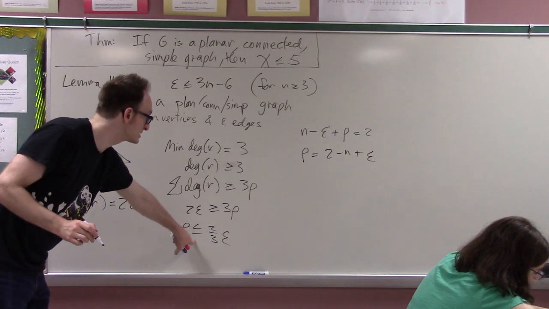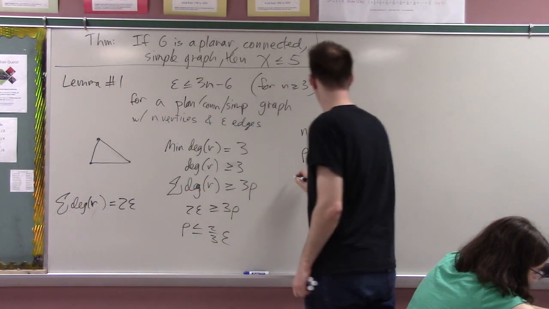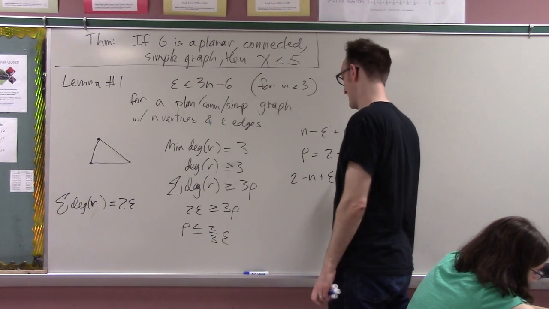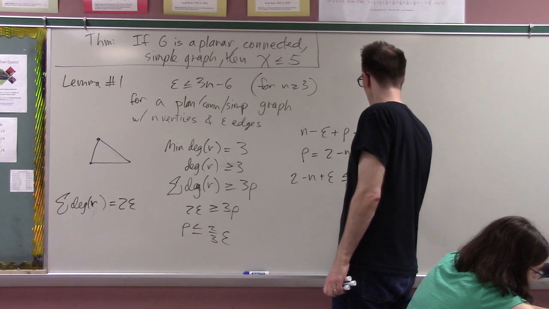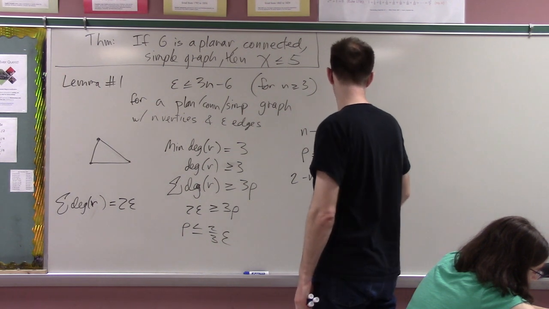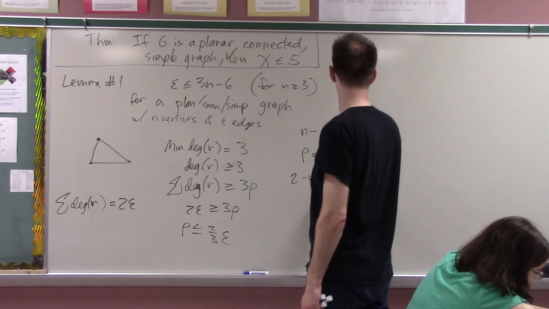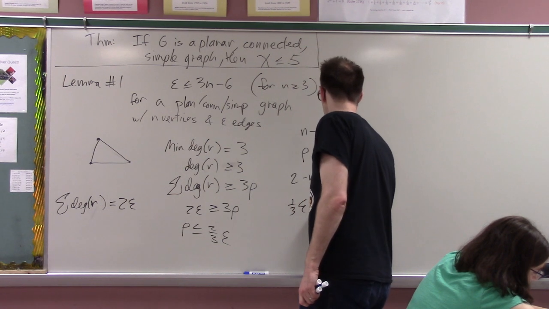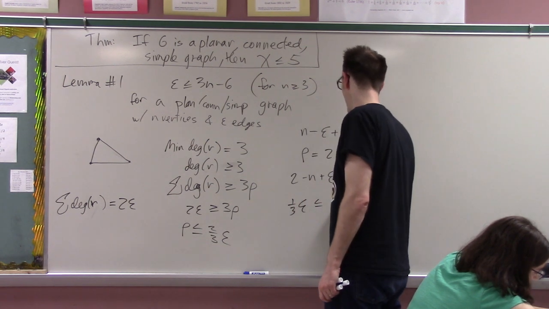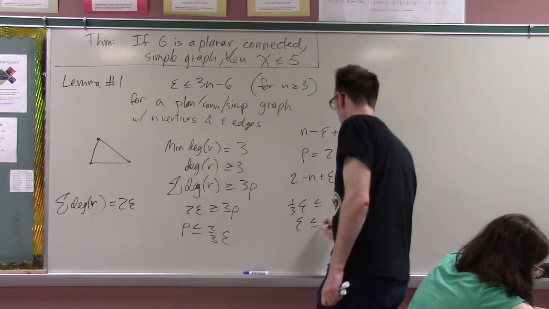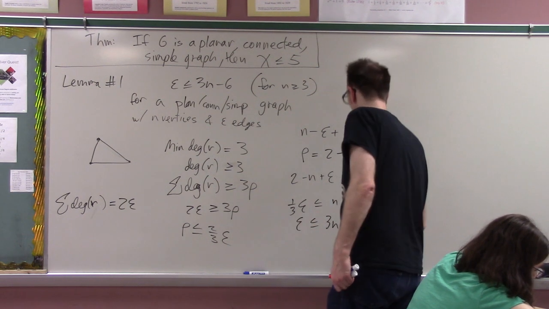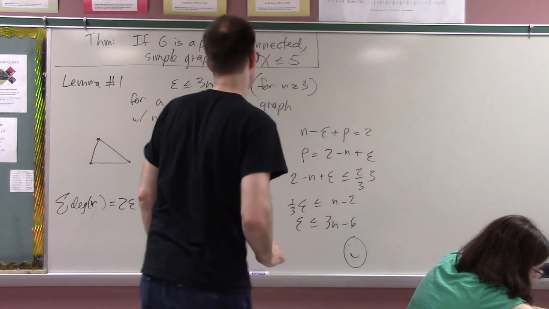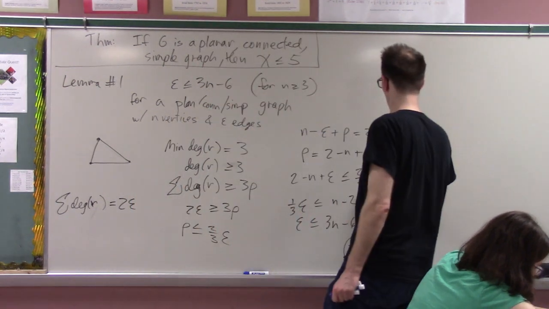And if the number of regions is less than or equal to 2/3 epsilon, then 2 minus n plus epsilon is less than or equal to 2/3 epsilon. And so, math happens. What am I trying to do? So 1/3 epsilon is less than or equal to n minus 2, and so epsilon is less than 3n minus 6. Do you wonder if your epsilon's backwards? Probably did, right here.